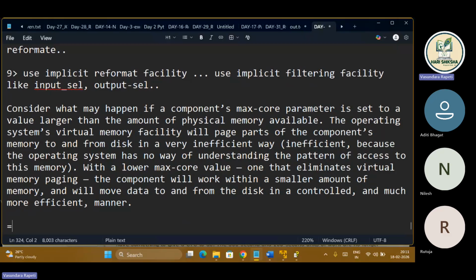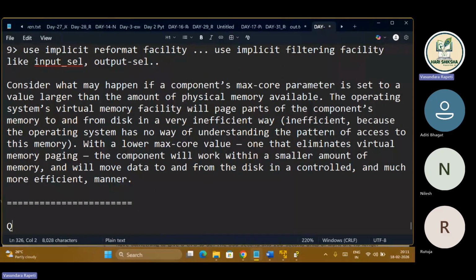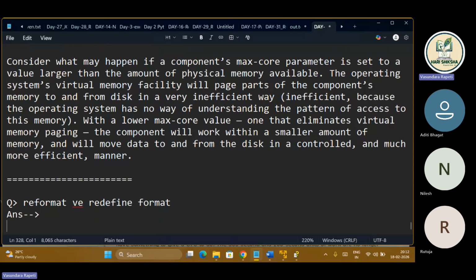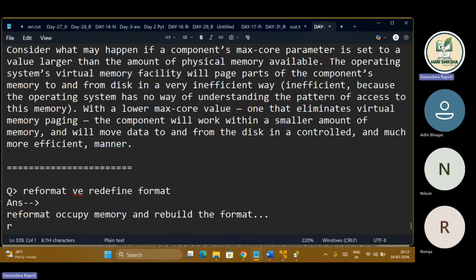I think somebody asked me this question long time back: reformat versus redefine format. So the answer is that reformat is used to rebuild things, occupies memory, and rebuilds the structure, rebuilds the format. And redefine format doesn't occupy memory, and it just combines. It doesn't rebuild the format.